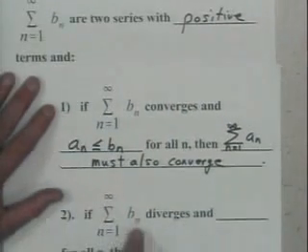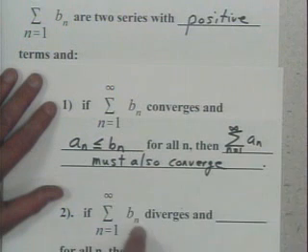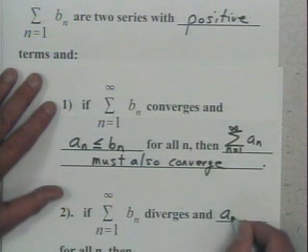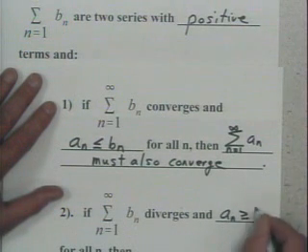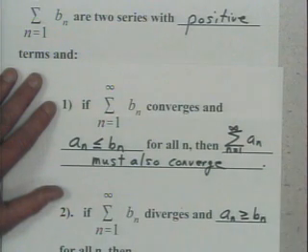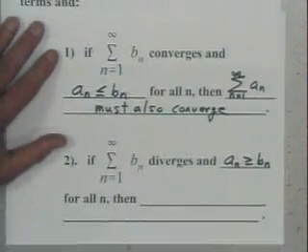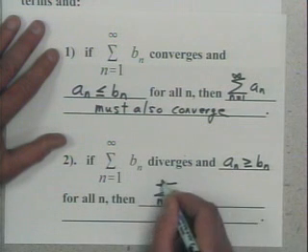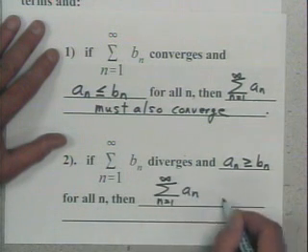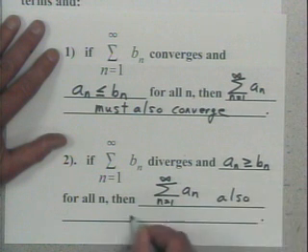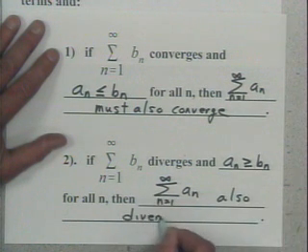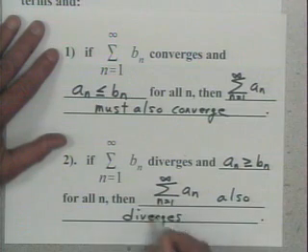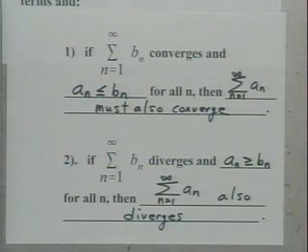Okay, what if the b sub n series diverges and the terms of the a sub n series stay greater than or equal to the terms of the b sub n series? Well, then we will guarantee that the series n running from 1 to infinity of a sub n also diverges.